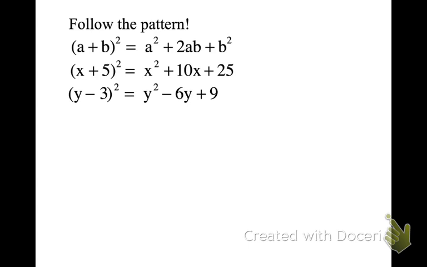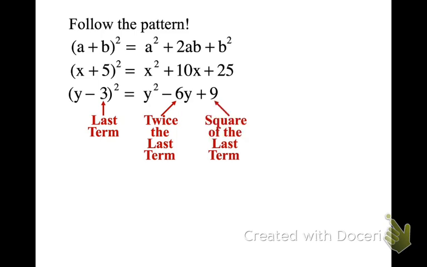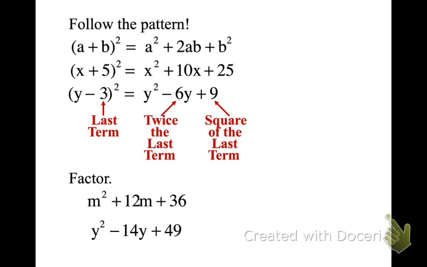Now, notice, look at the last term. Look at my notes up here. Ready? If that's the last term, notice the middle coefficient is twice that. And notice the last term is the square of that. Please write those down in your notes. And then draw a line. Pause the recording. You're writing all of that, and then you're going to draw.